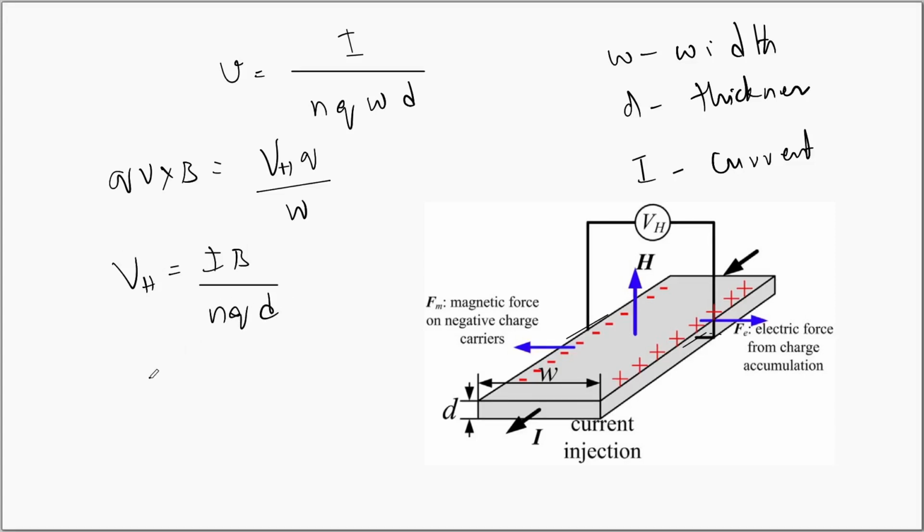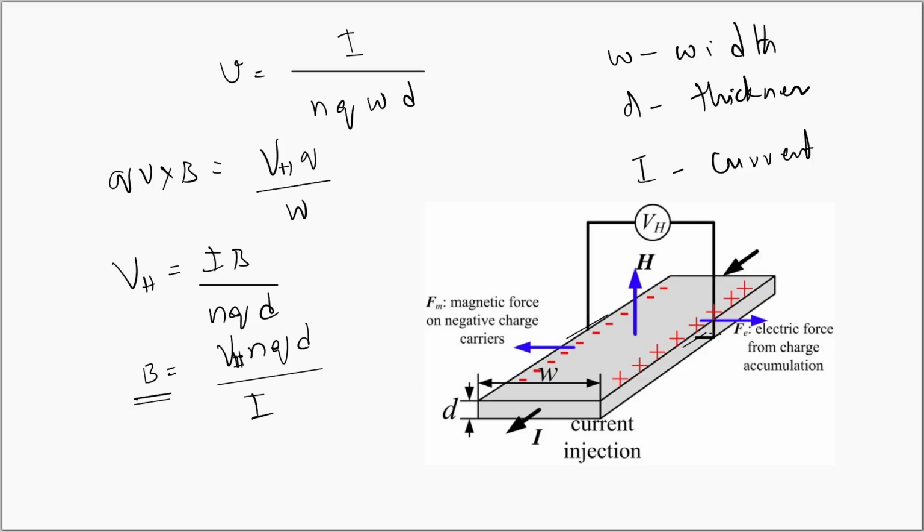This can be rewritten as B is equal to VH NQD upon I. In this expression, VH can be measured. N is the number of charge carriers that can be obtained. Q is the charge on the charge carrier. D is the thickness of the specimen. I is the current. So thereby one can estimate the flux in which the specimen is placed.